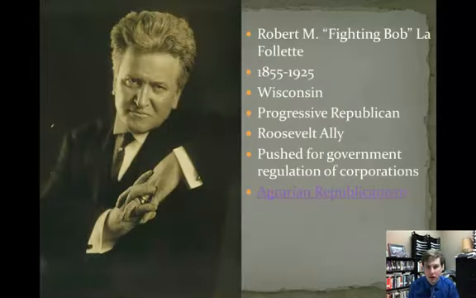One of his allies was a man named Robert M. "Fighting Bob" La Follette. He was from Wisconsin. Pushed for government regulation of corporations, was a firm environmentalist, and this is often called Agrarian Republicanism.